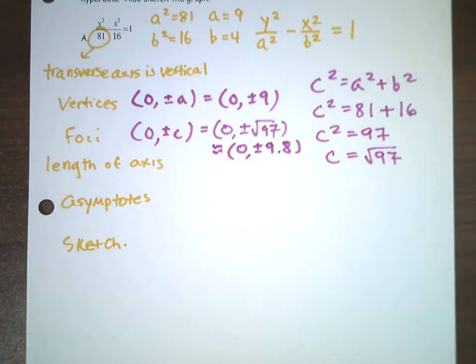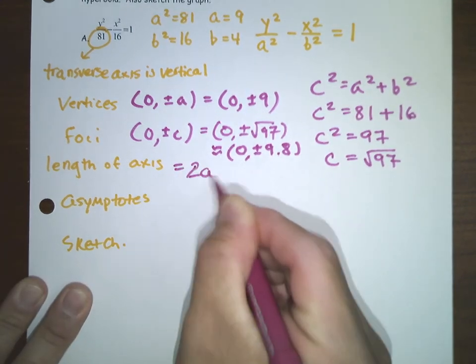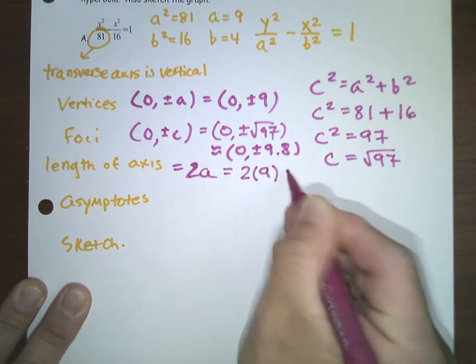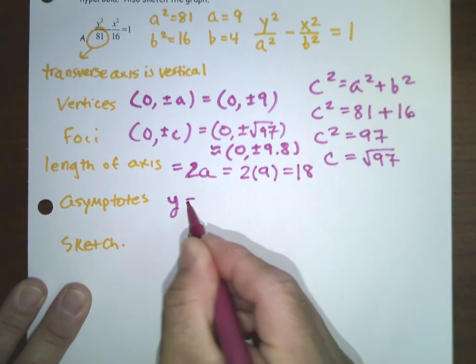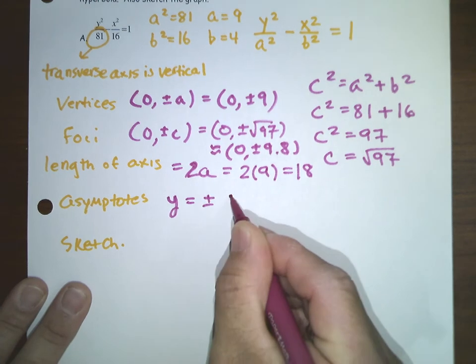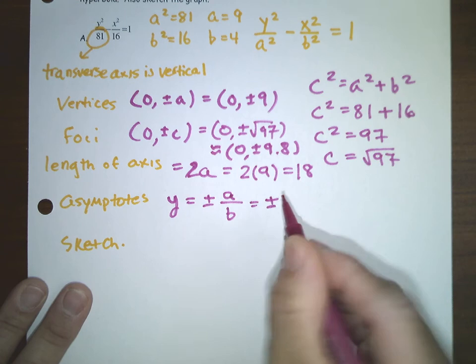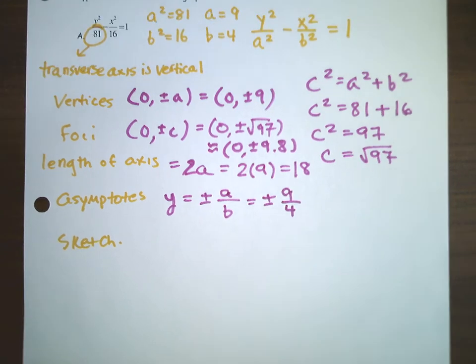All right, and then the length of the axis here is just going to be 2a, so that will be 2 times the a, which is 9, so 18, and the asymptotes are at y equals plus or minus a over b x, so that's plus or minus, and 9 was a and 4 was b, so plus or minus 9 over 4 x.